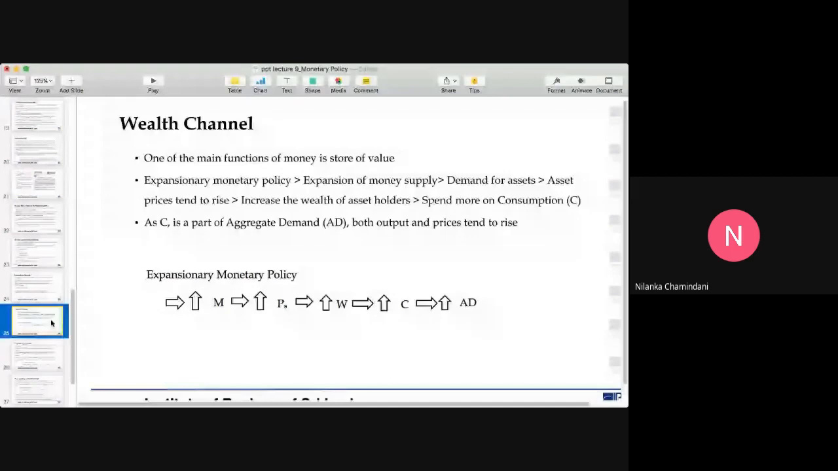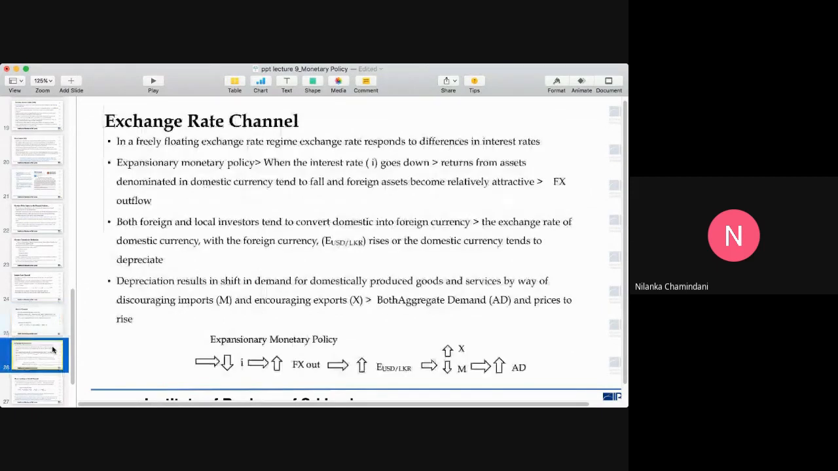So they can spend more on their consumption. Consumption is a part of aggregate demand, so both output and prices tend to rise. This is how, under an expansion in monetary policy, aggregate demand increases, and so the inflation rate will increase.